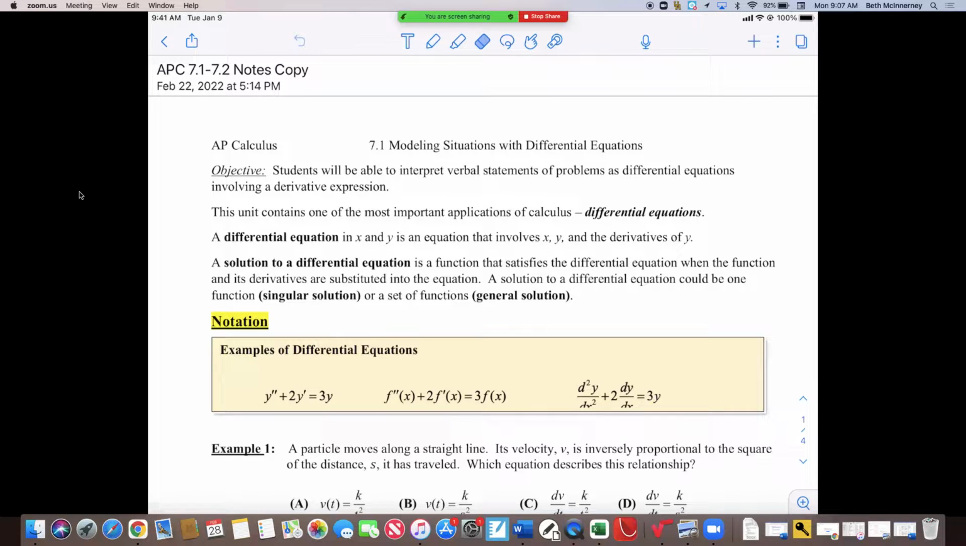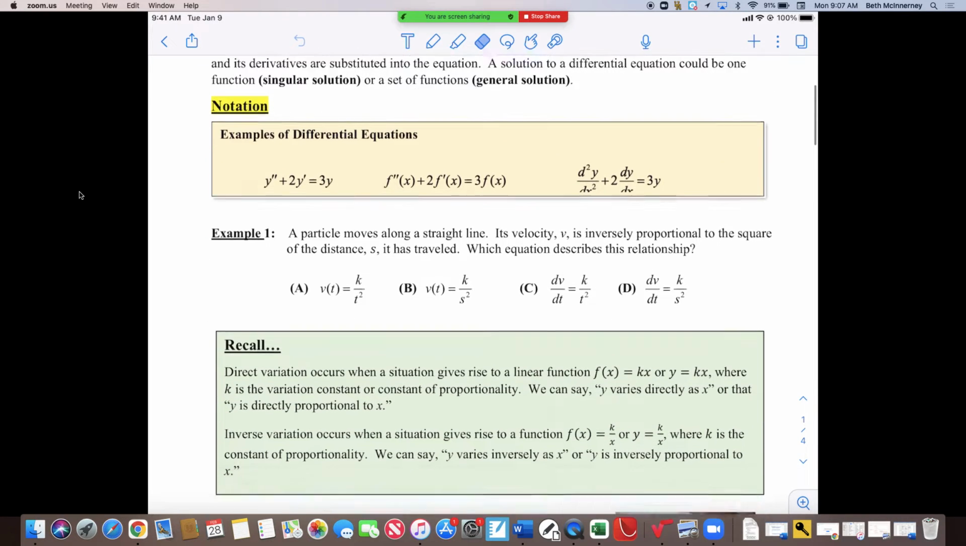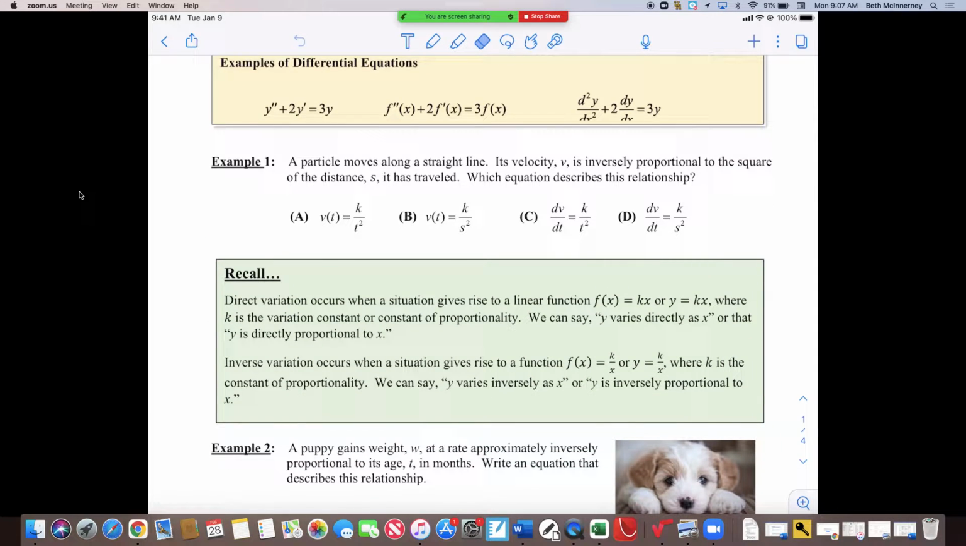A solution to a differential equation could be one function, a singular solution, or a set of functions called the general solution. So as you can see in the box, you can use y prime, dy/dx, and it can be the second derivative of y as well. So let's look at example 1.